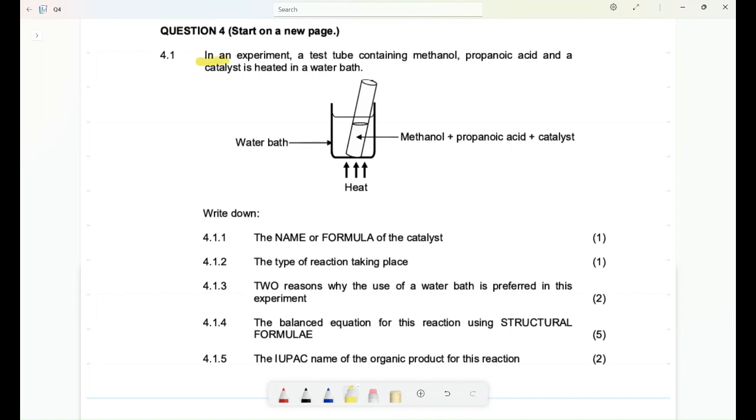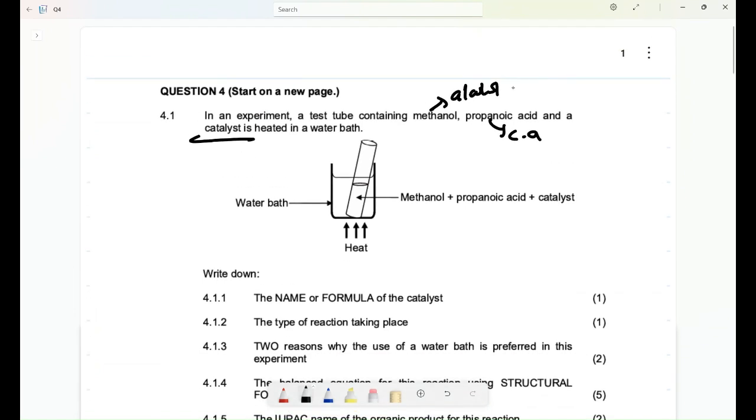It says in an experiment, a test tube containing methanol, propanoic acid, and a catalyst is heated. Methanol is an alcohol. Propanoic acid is a carboxylic acid. Before I go anywhere, I'm curious: why are we adding alcohol and carboxylic acid? Because I have a reaction in which an alcohol plus a carboxylic acid in the presence of a catalyst, which is H2SO4 plus heat, gives me an ester plus water.